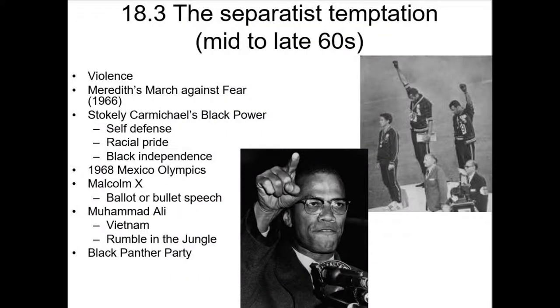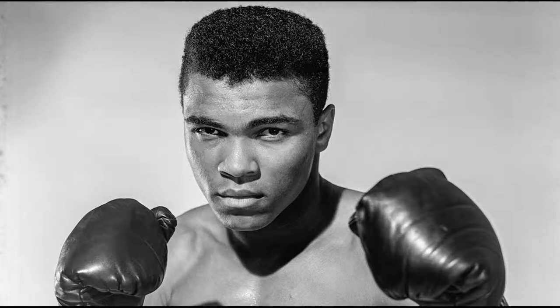Yet another key figure of the Black Power movement would be a boxer called Cassius Clay, better known to us by the name that he embraced, Muhammad Ali, because just like Malcolm X, he rejected his name as being the name of the planters and the religion as being the religion of the planters. And so he's a convert to Islam, and we now know him as Muhammad Ali.